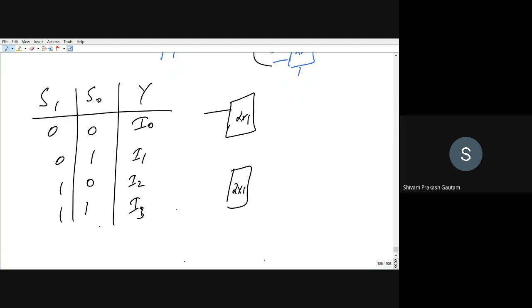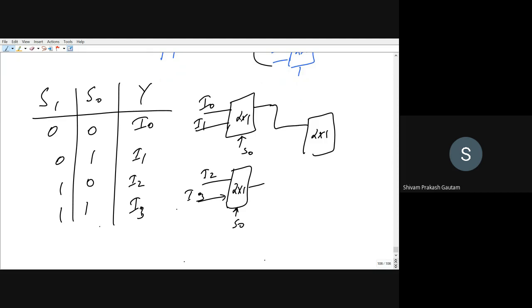Let us say that here I0 is flowing, here I1 is flowing, here I2 is flowing, and in this I3 is flowing. Let us say this is select line S0, and this is also select line S0, and the output of these is going to another 2x1 mux which we are having here, and it is having the select line S1, and this is your final function Y.